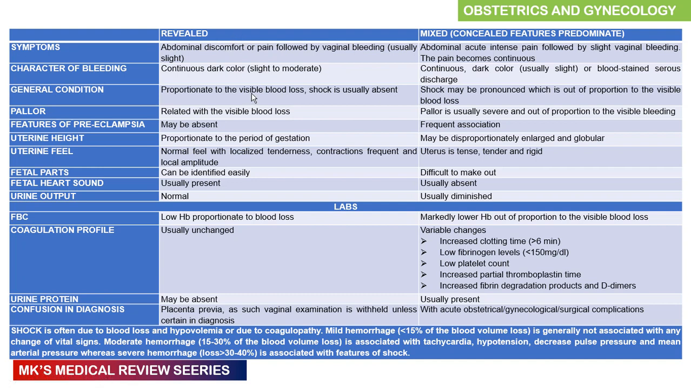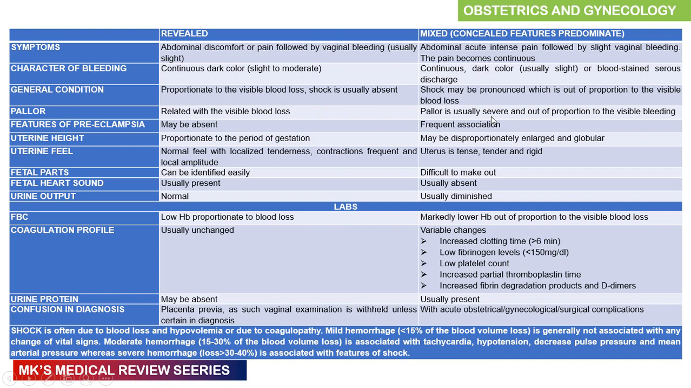On the other hand, with concealed hemorrhage, it's usually out of proportion with the blood that you're seeing, because there is some more blood that is collecting behind the placenta, and only a little may be coming out. In revealed hemorrhage, the pallor is related to the visible blood loss. Here, it may actually be out of proportion with the blood that has been lost. The features of preeclampsia are usually absent in revealed hemorrhage. They're usually associated with concealed hemorrhage.